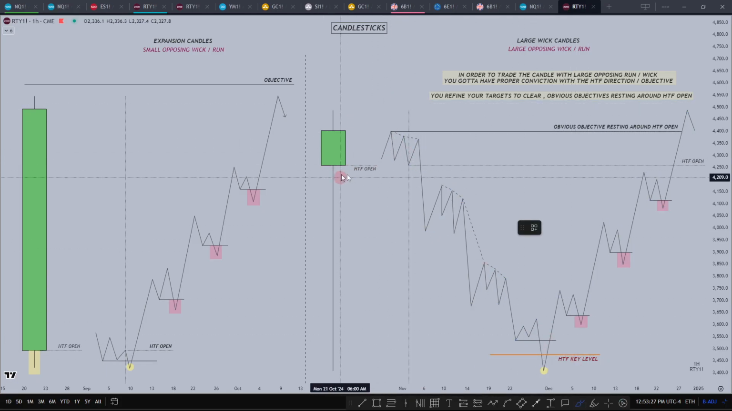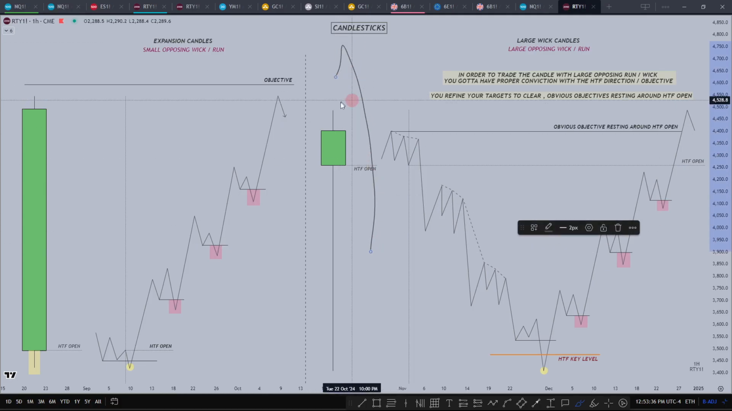When you wanna frame a candle with a large opposing run, you ideally wanna see open low first and not open high to then low, because this would be a candidate for OHLC. You would be fading your bias, fading the high time frame candle's profile. This would be open high into a key level, and I sometimes can trade this if I have a clear objective resting above it.